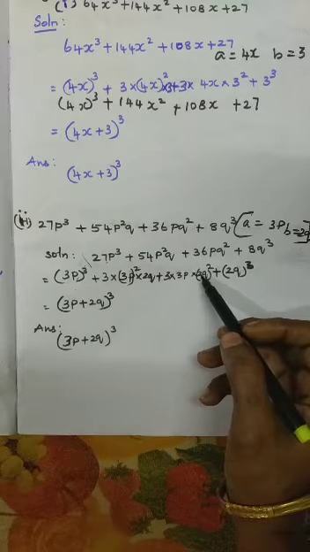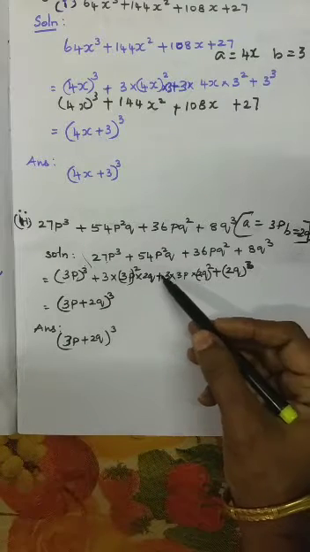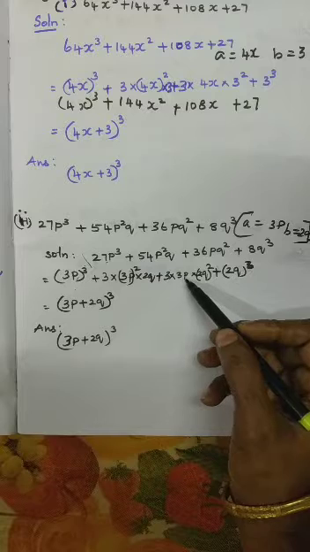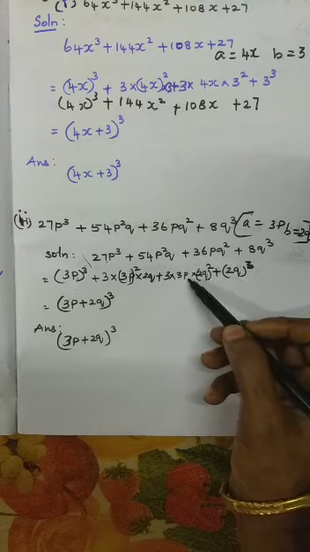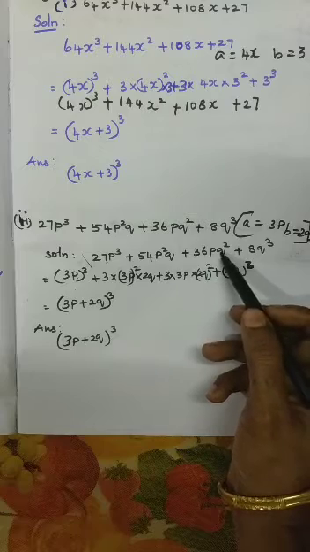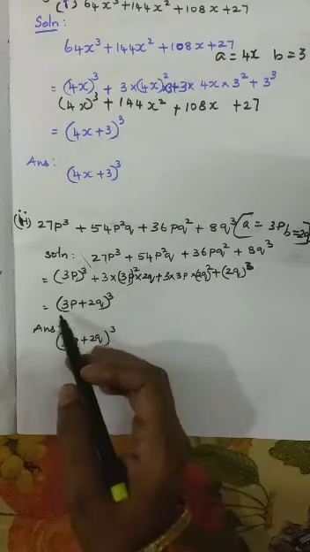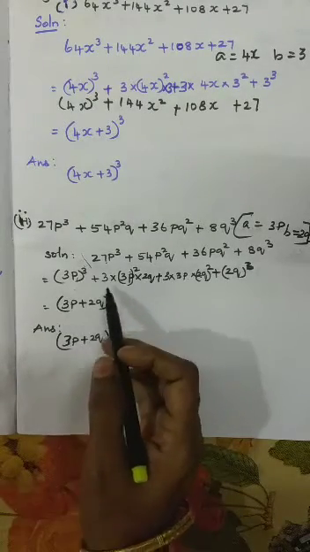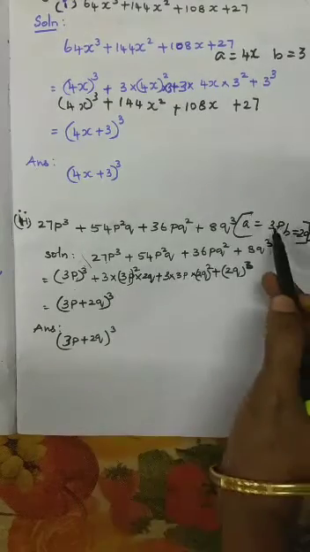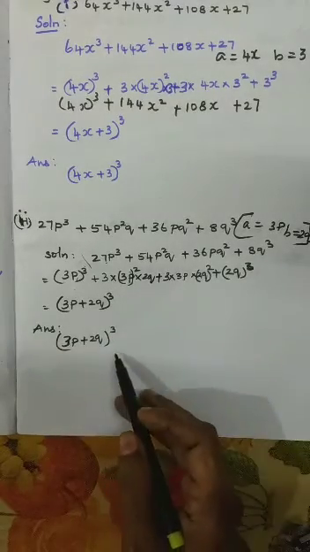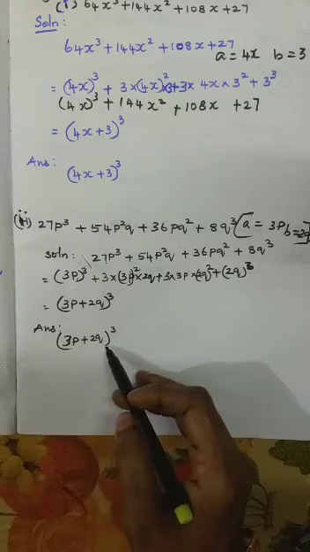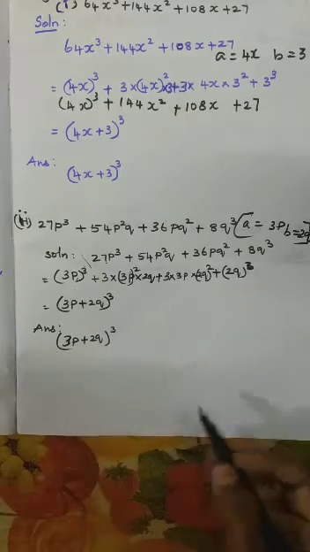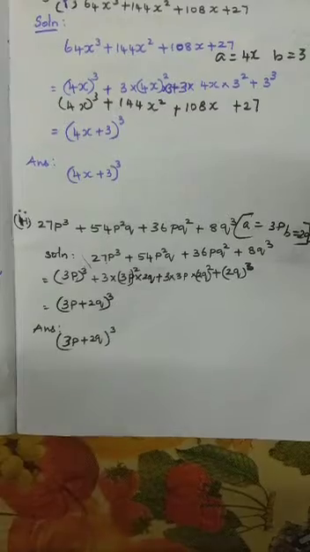Then here 2 2s are 4. Here 3 3s are 9. 9 4s are 36 p q square. Okay, it came. So the answer is 3p plus 2q the whole cube, that is a plus b the whole cube. 3p is a and 2q is b. So 3p plus 2q the whole cube is the answer.